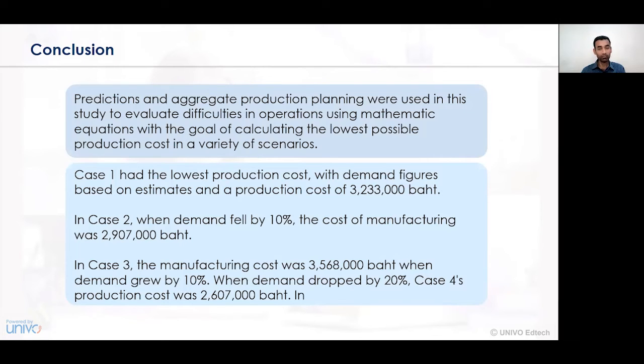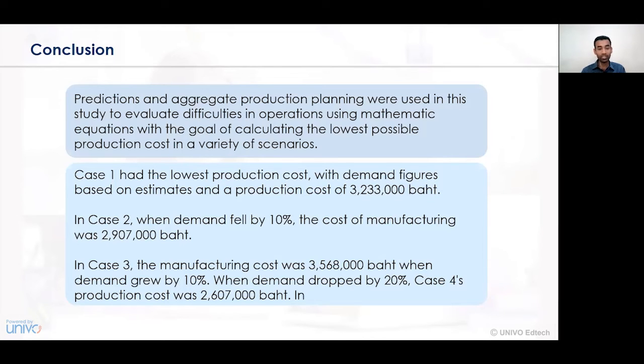So, evaluating those particular difficulties was essentially important, and controlling the cost of production with respect to the manufacturing cost, operation cost, marketing cost, financial cost, and production cost was essentially required. In case number 1, which had the lowest production cost, the demand figures based on the estimated production cost was 32 lakh 33,000 baht.